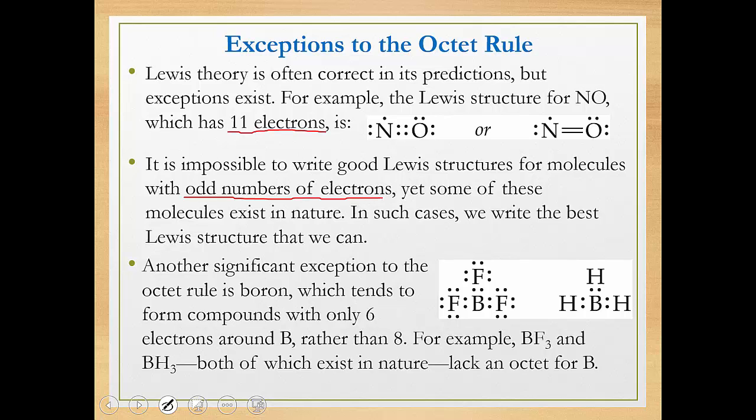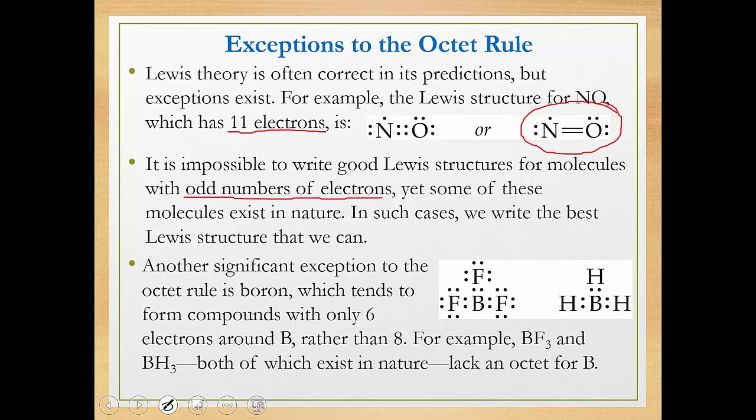Okay, but some of these do exist in nature. They're just kind of freaks of nature. So you just do the best you can. In this case, the Lewis structure gives a complete octet to oxygen, and nitrogen just comes up short 1. It just has 7, and that's just the way we draw it, and it really does exist that way. It really is stable.